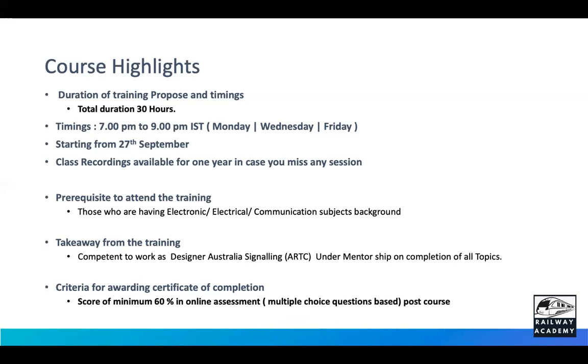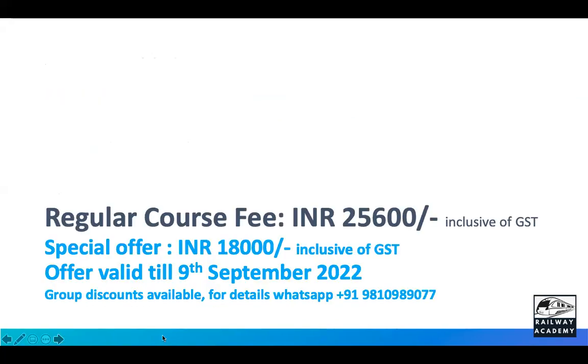Now, talking about the pricing of the course program, the regular course fee is 25,600 inclusive of GST. There's a special offer that we are rolling out, 18,000 rupees inclusive of GST. This offer is valid for registrations up till 9th of September. So if you want to avail this special offer, you may register before 9th.